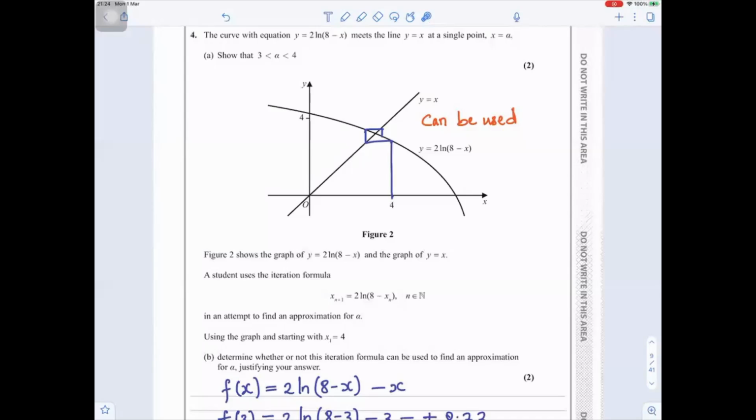Question number 4. The curve with equation y equals 2 ln (8 minus x) meets the line y equals x at a point x equals alpha. Show that 3 is less than alpha less than 4.